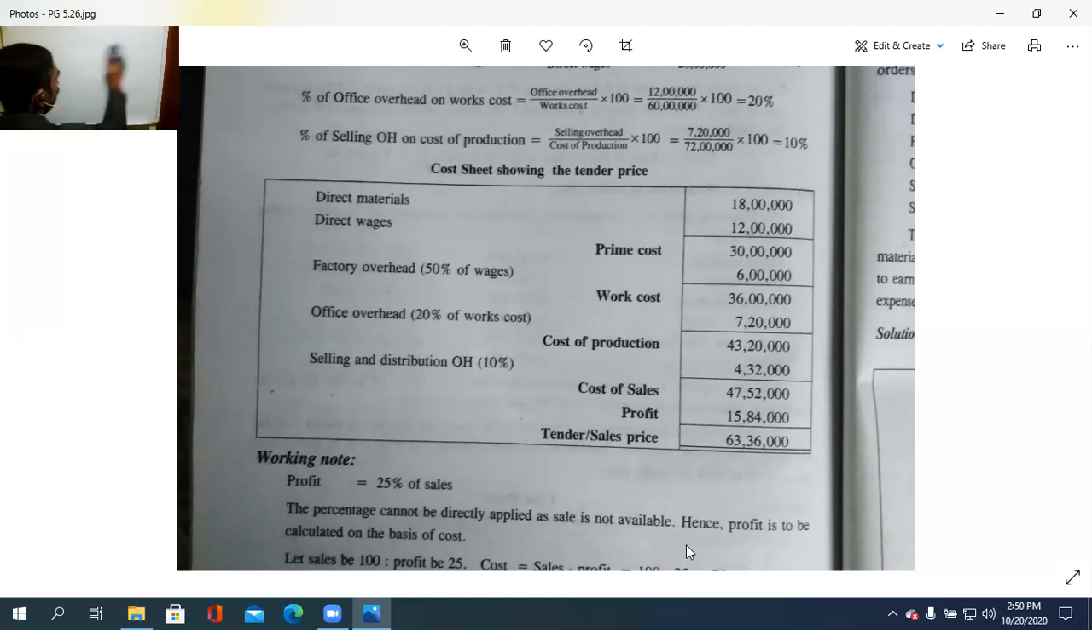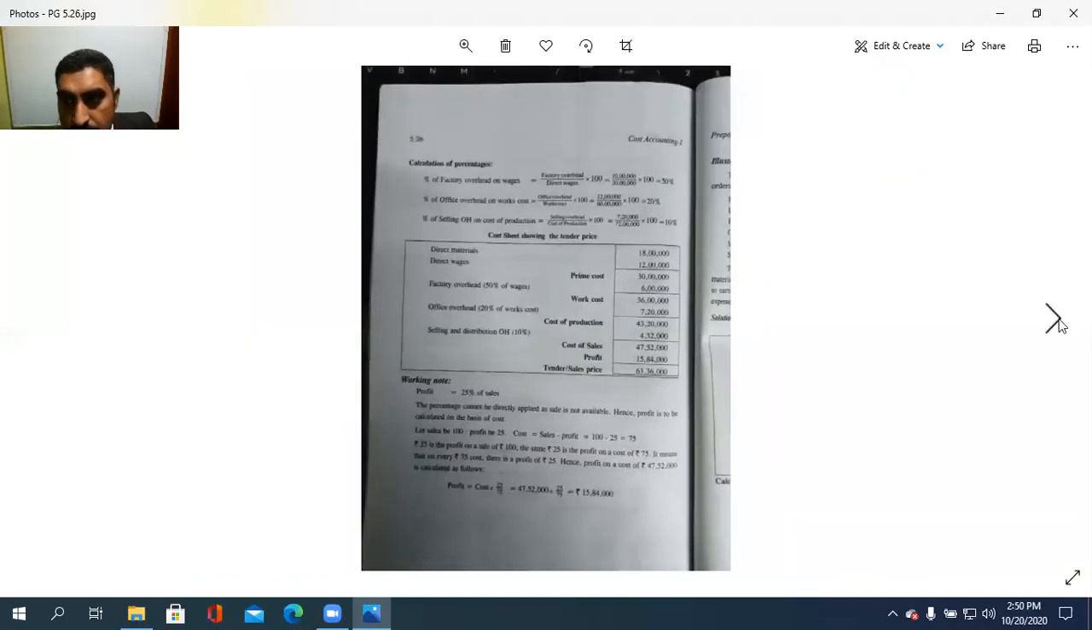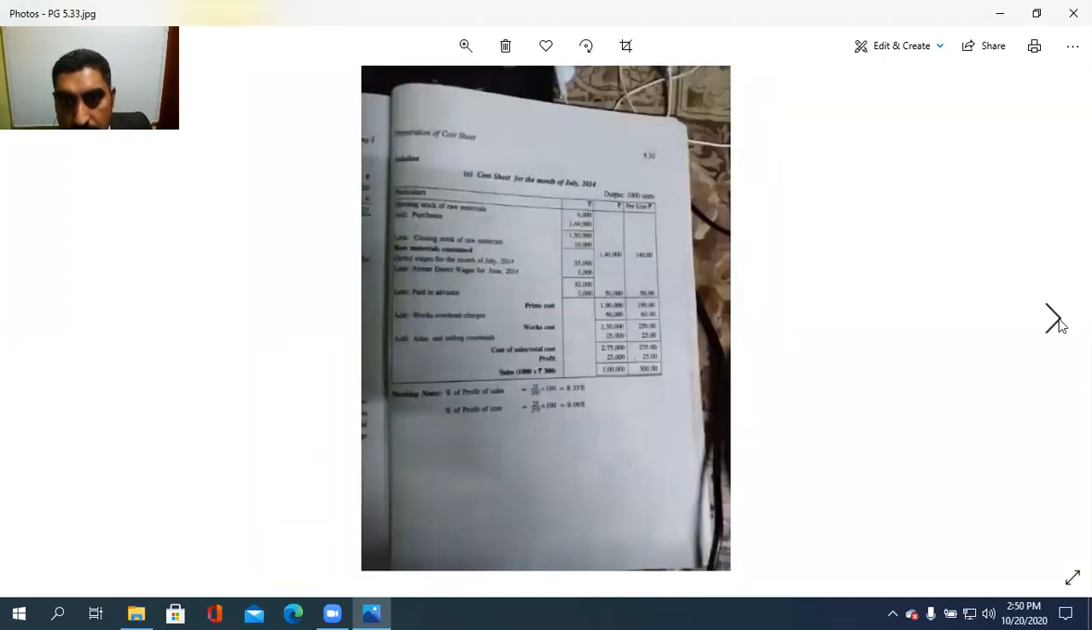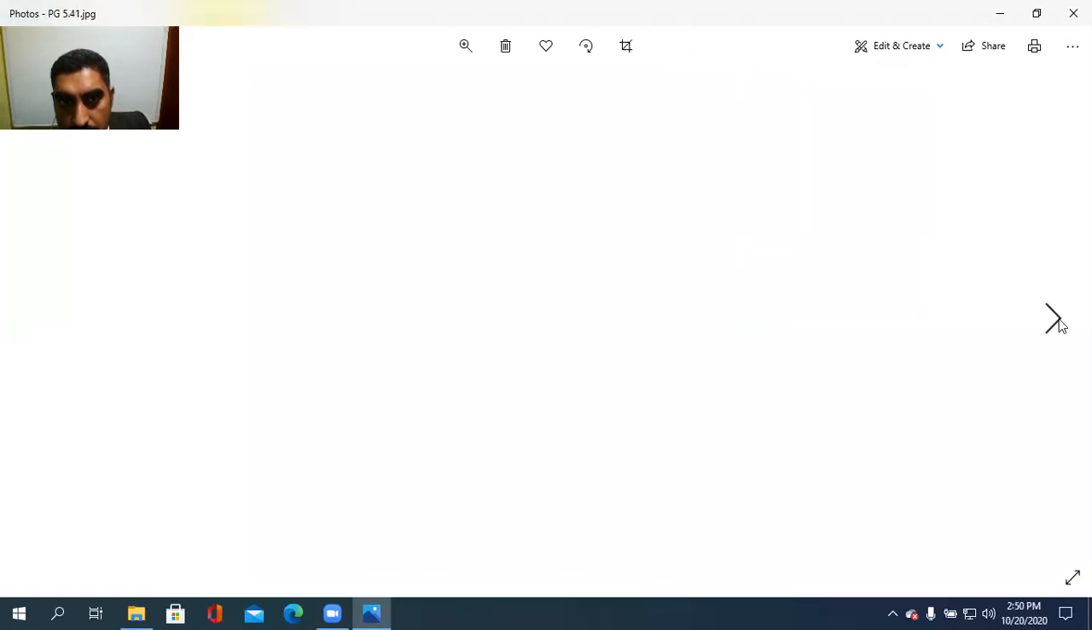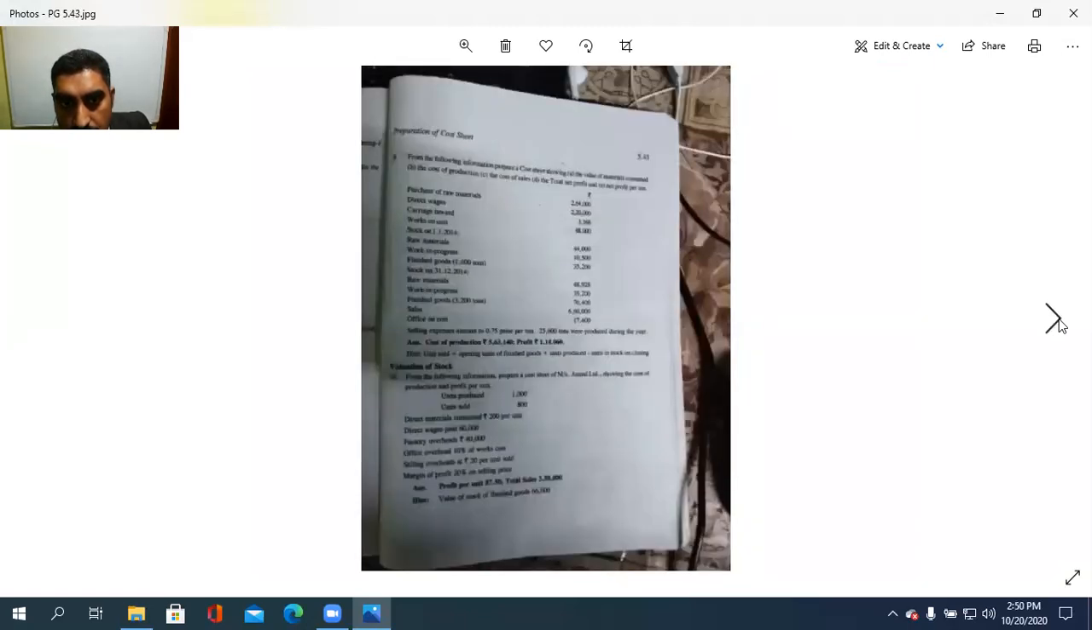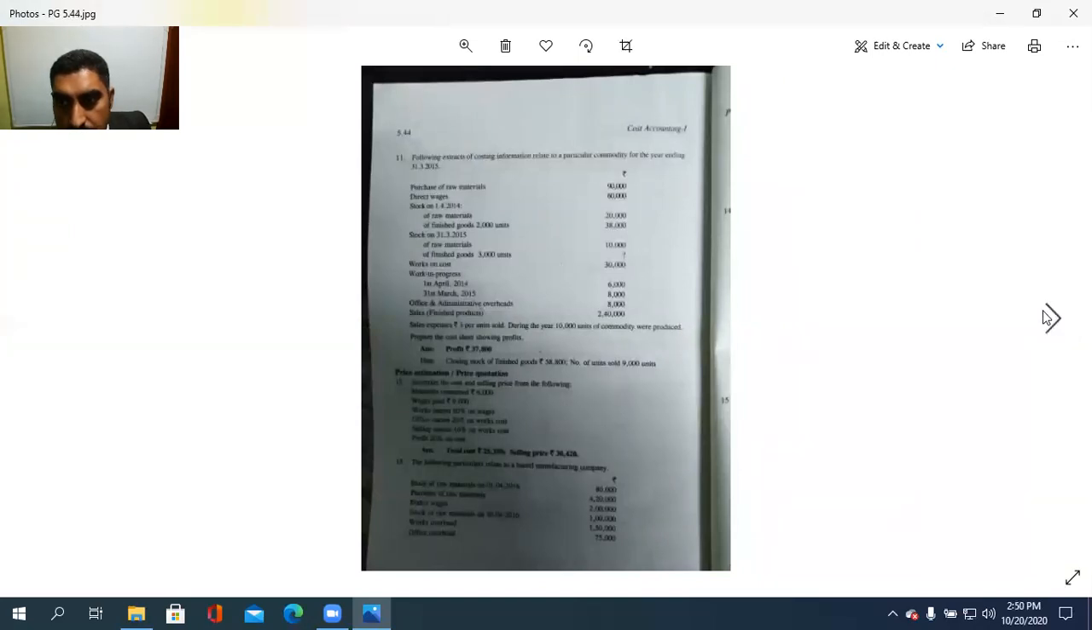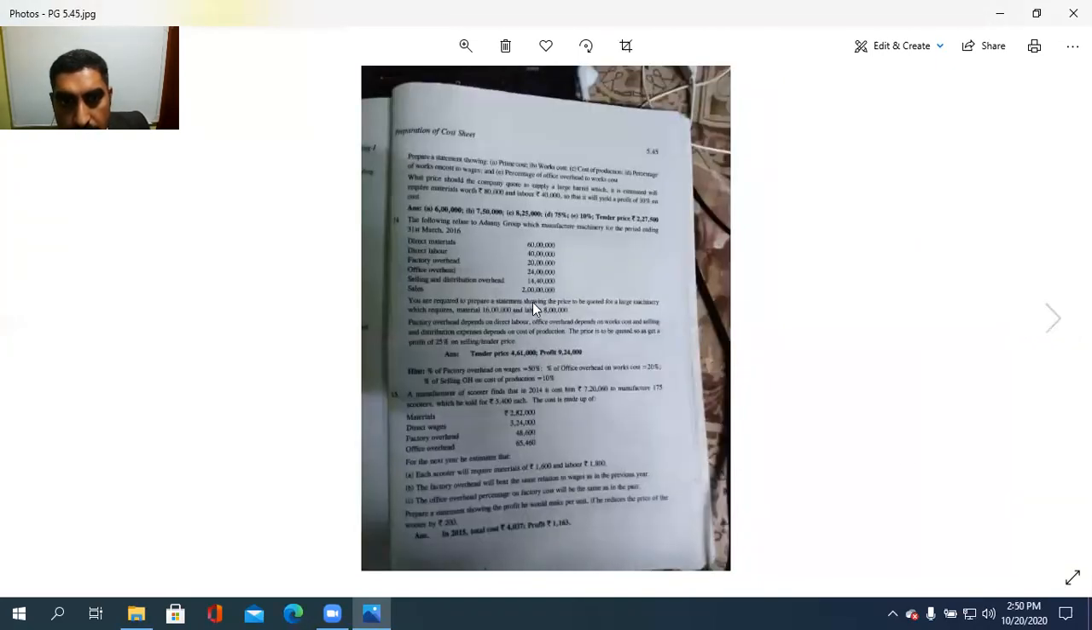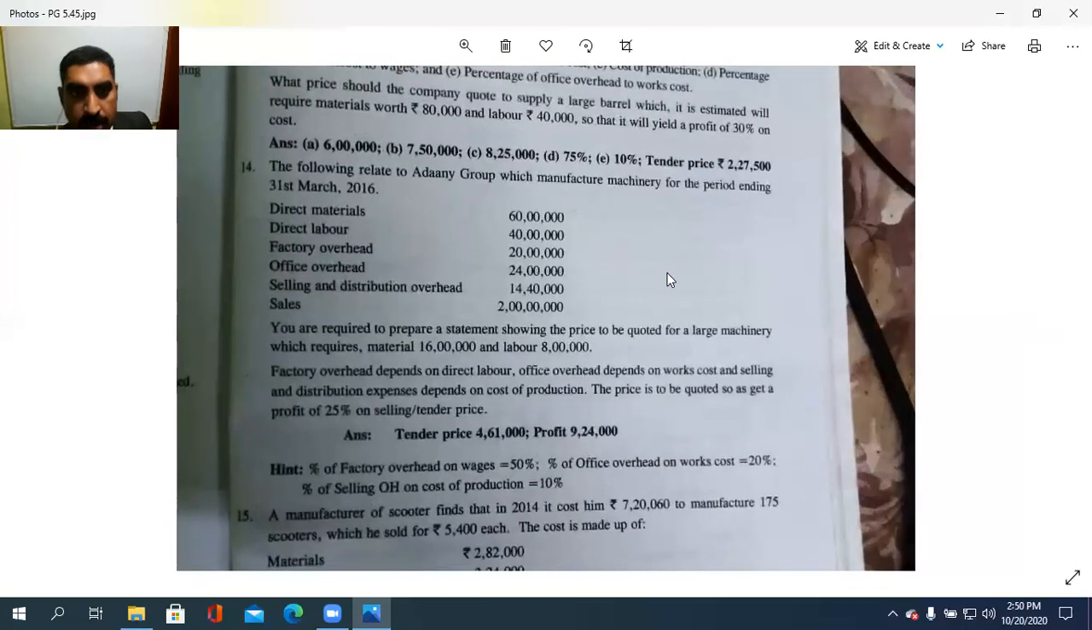So we will do one problem from the practice exercise area. Question number 14. The rest of the problems you need to do from your own end. Clear? So the following relate to Adani Group, which manufactures machinery for the period ending 31st March 2016.